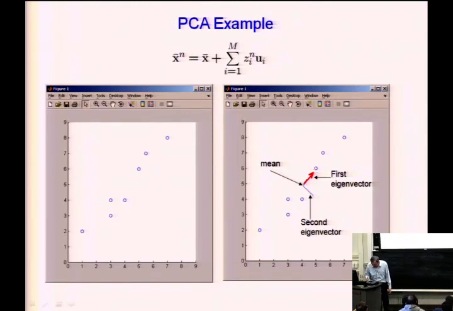And then the second one is orthogonal to the first one and maximizes the variance, or points in the direction of maximum variance conditioned on the eigenvectors you've chosen already and the fact that this must be orthogonal to those.